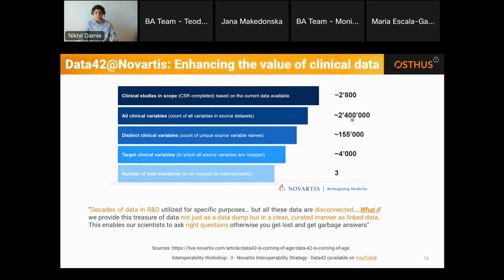So to give you an example here, they had about 2,800 clinical studies, which accumulated about 2.4 million clinical variables, age or gender, etc. And when they mapped them onto a standardized set of target variables, look at the reduction in dimensionality. This mapping or this reduction allowed them to use these variables across three different standards and make them interoperable. This is the beauty of linking data because they can identify the relations between them and make them interoperable.